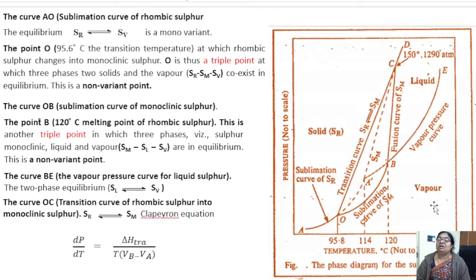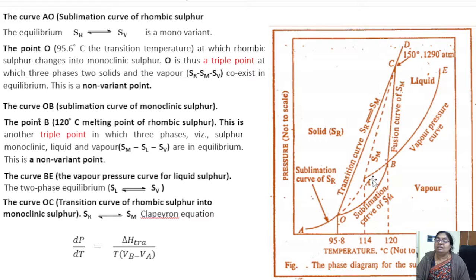Then another triple point: all three coexist at point C. The fusion curve of monoclinic sulfur, the fusion curve of rhombic sulfur, and the transition curve all coexist at the particular point C. This C is what we call a triple point, and also an invariant system. So this is also another triple point.